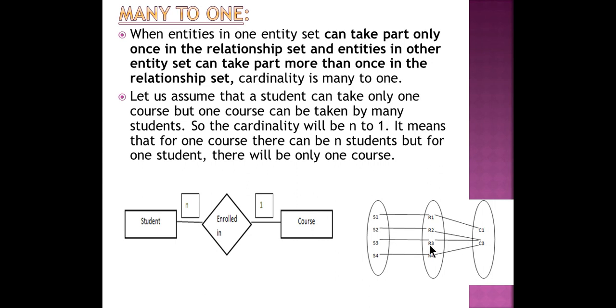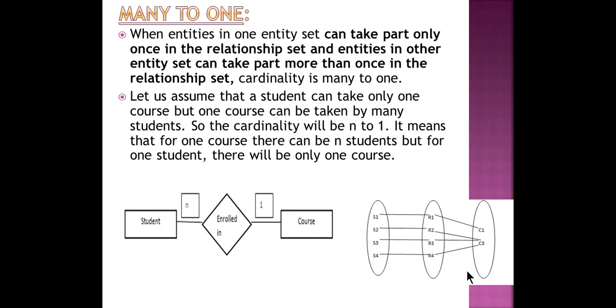You can see here, from S1 to R1 the participation is only 1, but from the other side, C1 and C3, they are participating many times. Some of the entities are participating many times. C3 here has relation with R2 and R3 as well as with R4. That's why this is many to 1, from C to S.